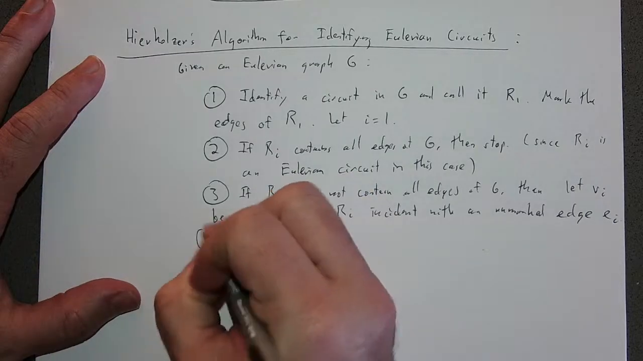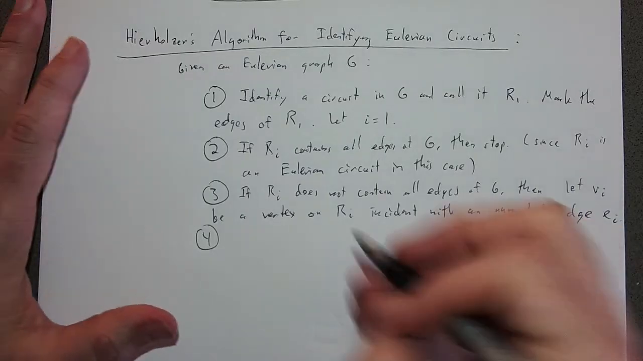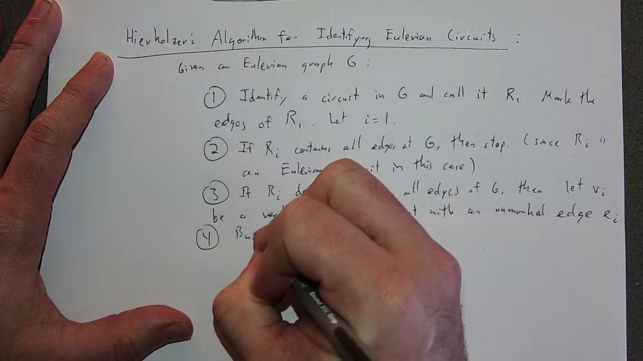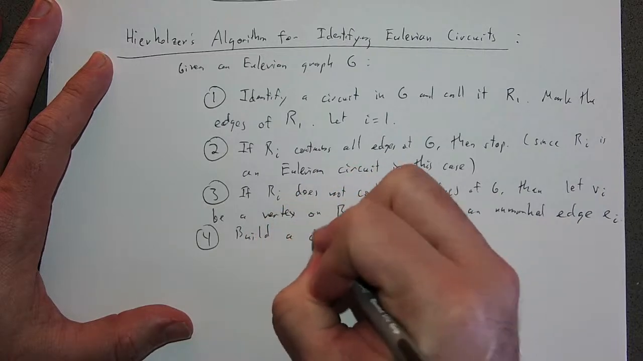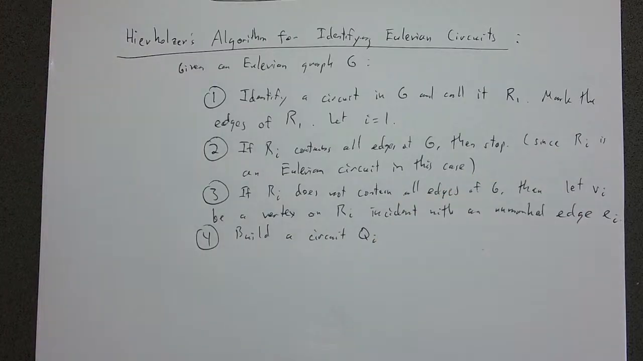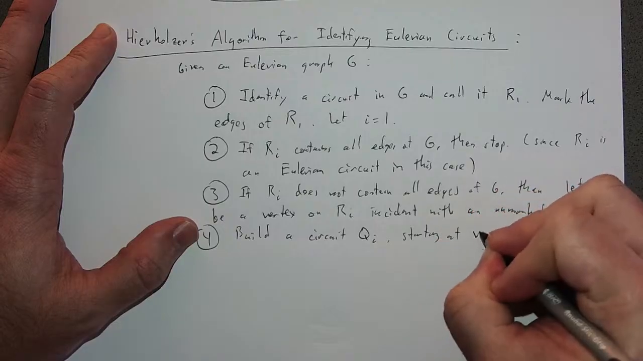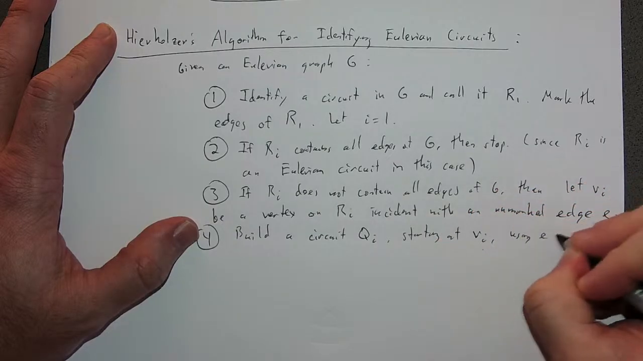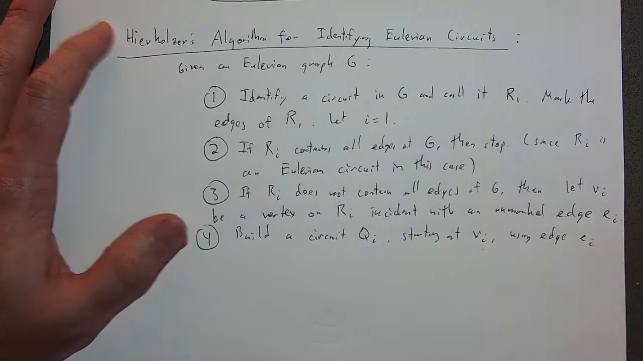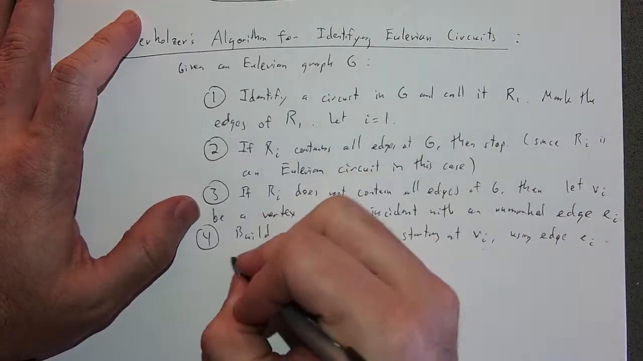Now, I want to build a circuit starting at this vertex and using this edge and then mark the edges of that circuit. So build a circuit, call it Q sub I, starting at vertex V sub I, using this previously unmarked edge, E sub I, and then we mark the edges of Q sub I.